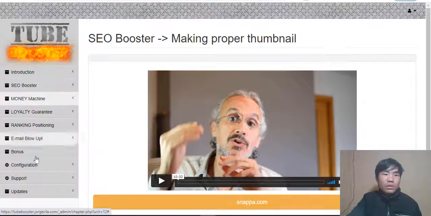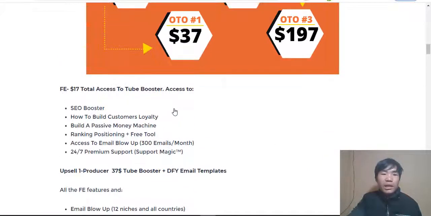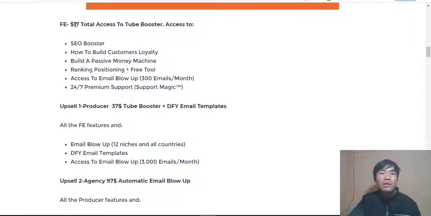inside the ToBooster. So right now let's talk about the price. What is the price? The front end price is only $17 to get ToBooster, how to build your customer and build your personal money machine and rank positive, and free access to Gmail blowup, 300 emails monthly and 24 hour premium support. This is everything for only $17. I think this is a good price.